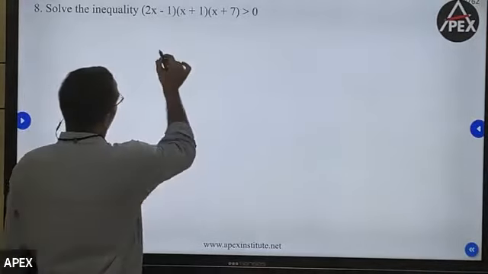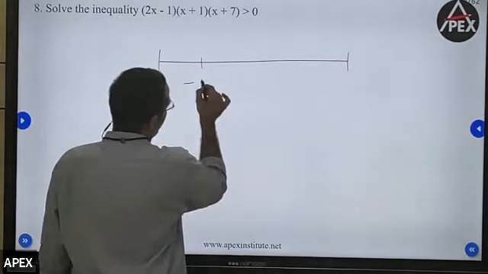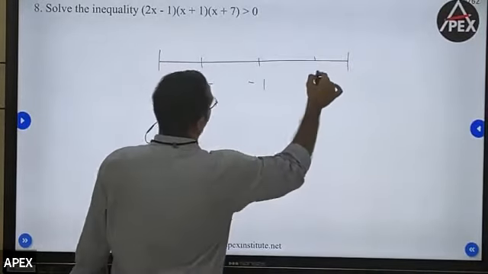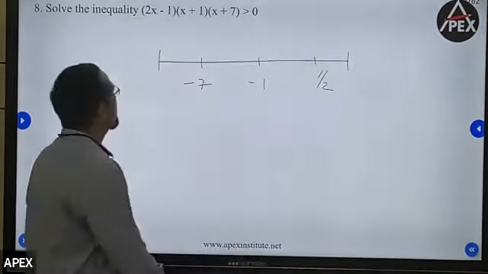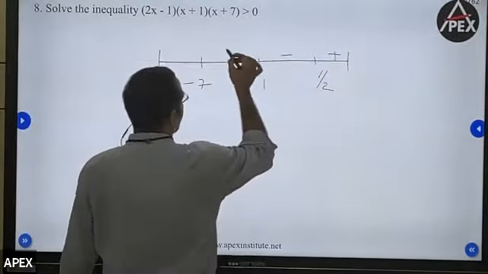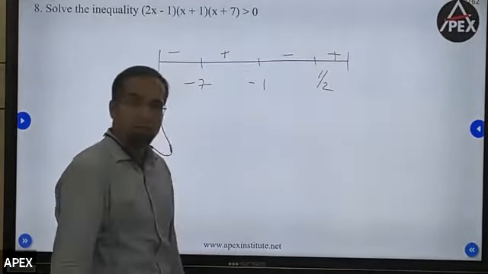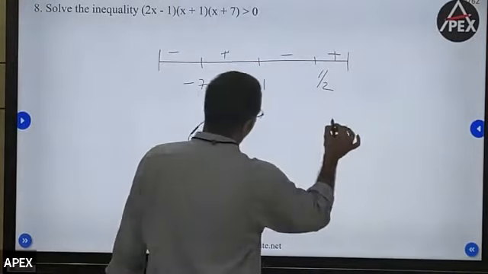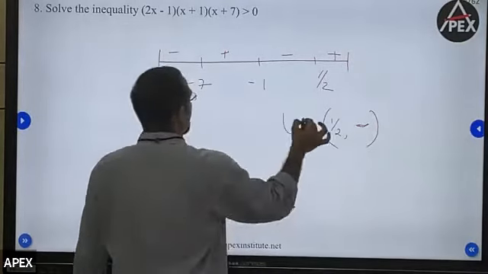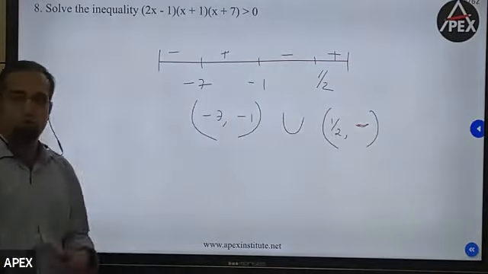Right. So what are the roots here? The roots that I'm talking about are going to be -1, -7, and 1/2. So to the leftmost corner, I get a -7, then I get a -1, and then I get a 1/2. So 3 roots. From my right hand side, I get a positive, then a negative, then a positive, and then a negative. And the question is asking me greater than 0, so positive. So 2 zones. My answer becomes 1/2 comma infinity, circular bracket, union, -7 to -1, circular bracket. That should be the required answer.